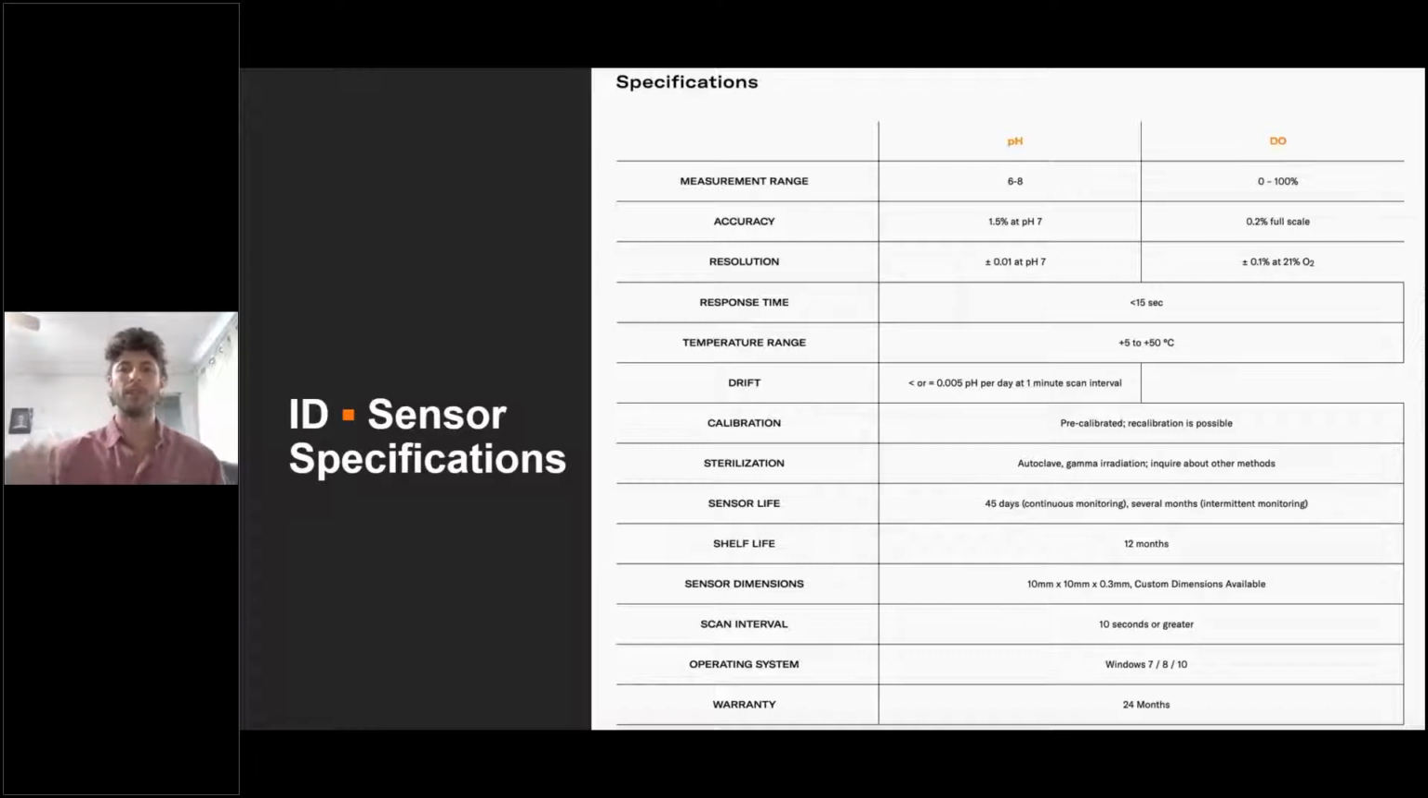The sensors are really, really tiny. On the spec sheet, we have the standard dimensions as 1 centimeter squares, and they're 0.3 millimeters tall.